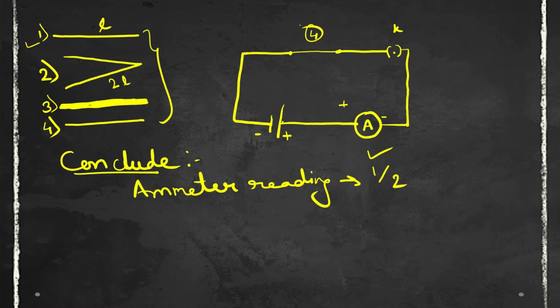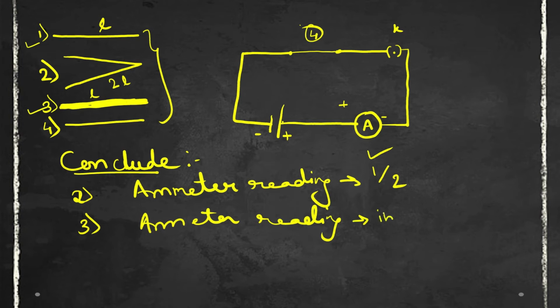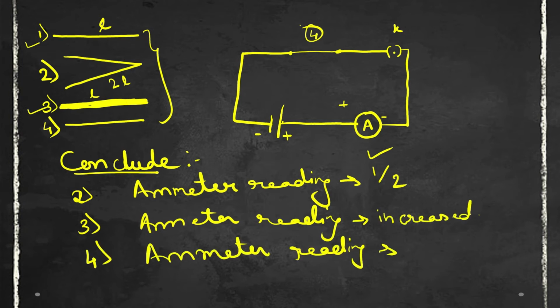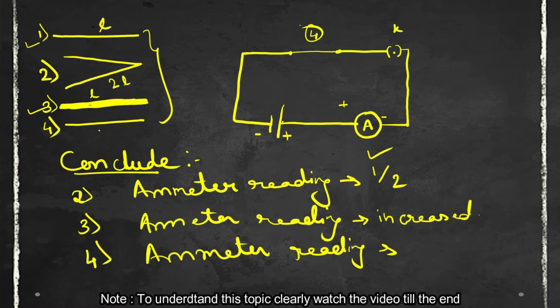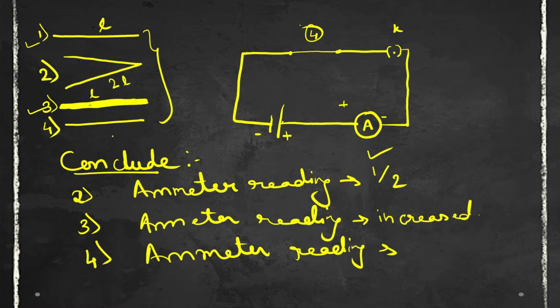The ammeter reading is increased when a thicker wire of the same material and the same length is used in the circuit. It means that when we had taken the third nichrome wire of double area and same length L, the ammeter reading is increased. In the fourth case, where we had used a copper wire, the reading we got in the ammeter is different, for a different material or cross section.